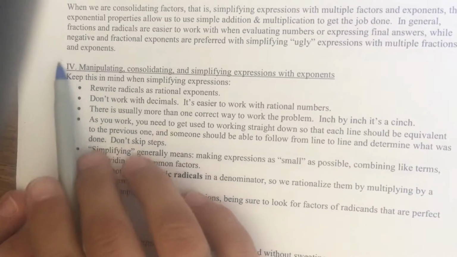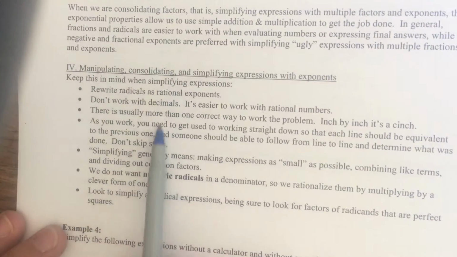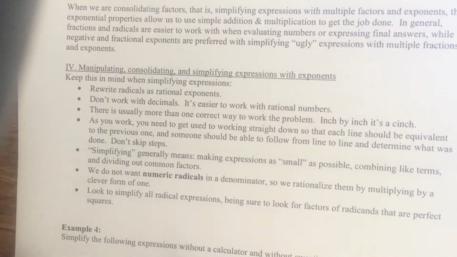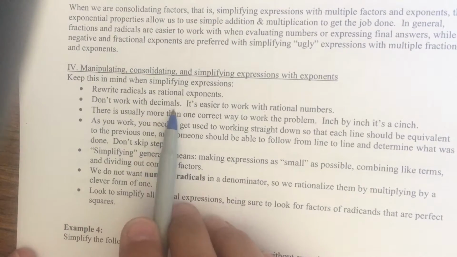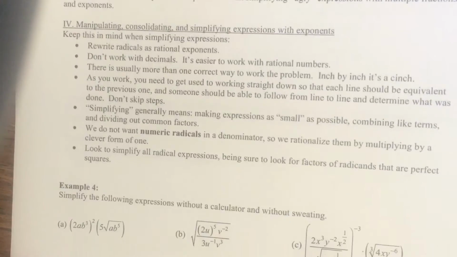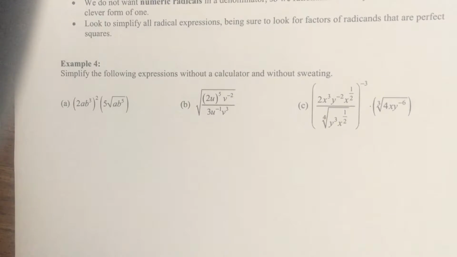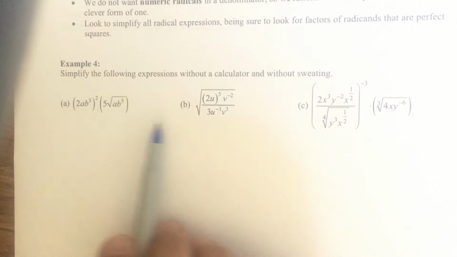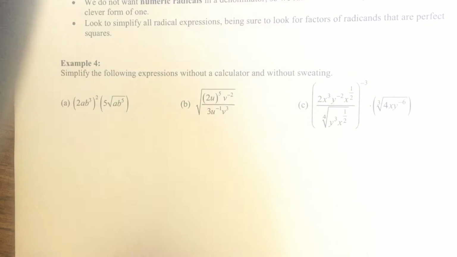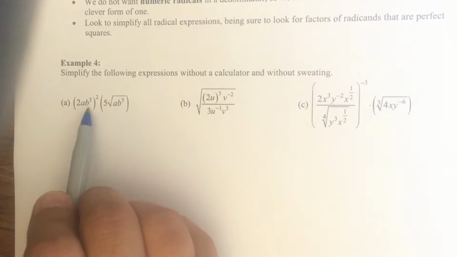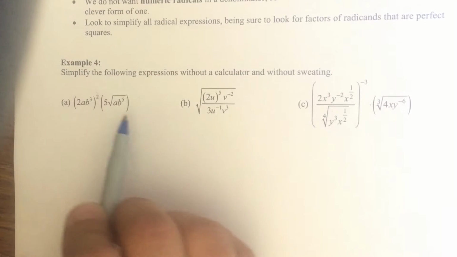So the guy who made this unit has a set of some things that you should keep in mind. Rewriting rationals, don't work with decimals, some things like that you're more than welcome to read through. But then he's got a section where there's difficult things to manipulate. So let's take a look at this one. They kind of work their way to more and more difficult. So this first one right here, I'm going to deal with each piece separately.